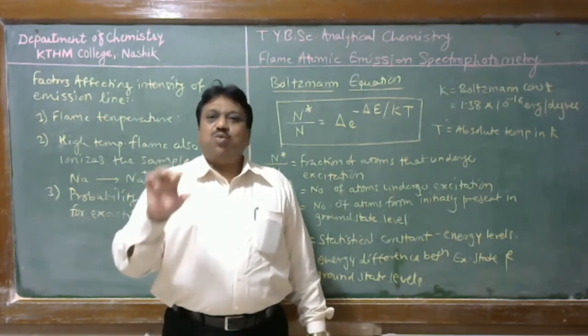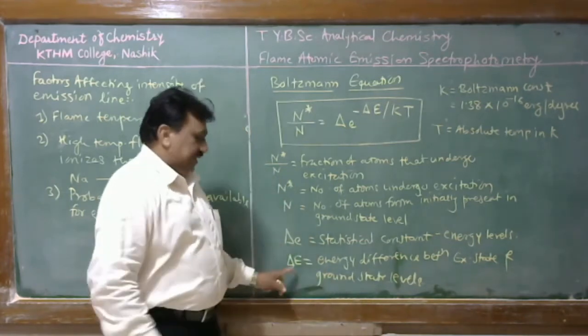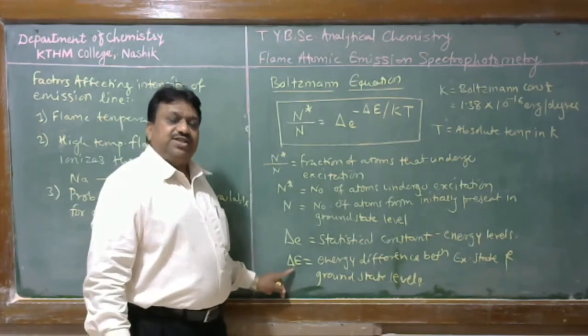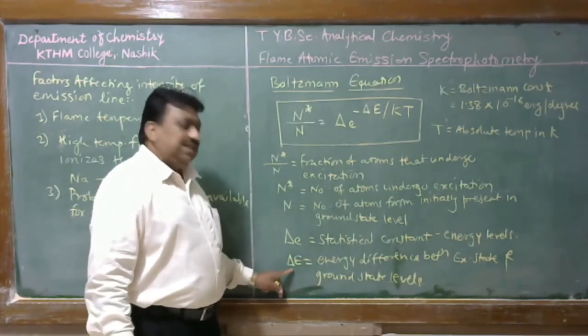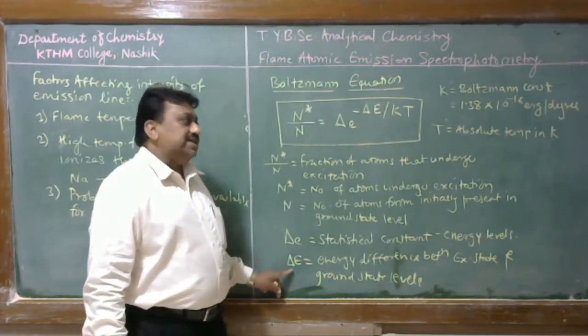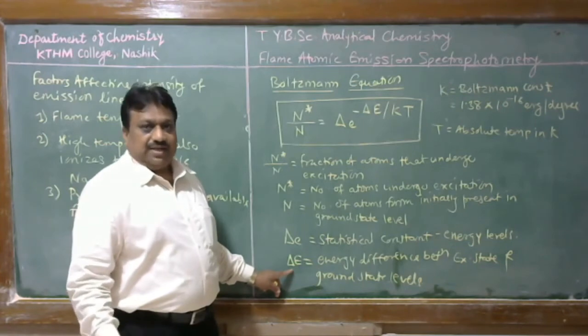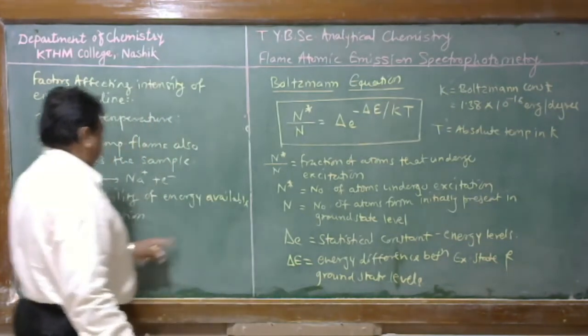Therefore, the flame must provide only that amount of energy which is equal to delta E. That is, only the energy difference between the ground state level and the excited state level should be available from the flame to excite that particular electron from the ground state level to the excited state level.